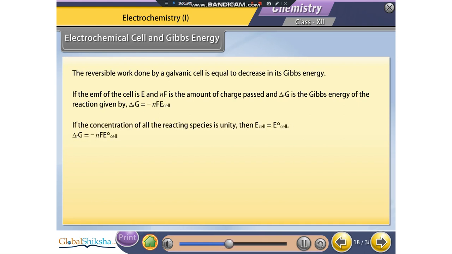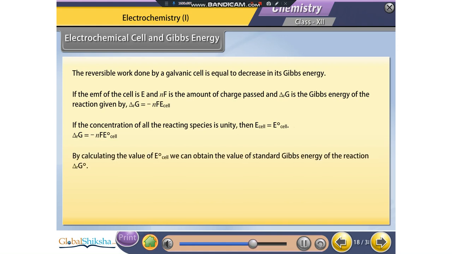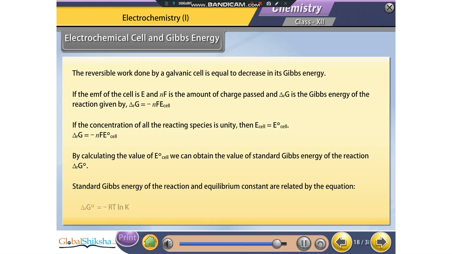If the concentration of all the reacting species is unity, then E cell is equal to E naught cell. ΔrG is equal to minus nF E naught cell. By calculating the value of E naught cell, we can obtain the value of the standard Gibbs energy of the reaction, ΔrG naught. Standard Gibbs energy of the reaction and equilibrium constant are related by the equation ΔrG naught is equal to minus RT natural log K.